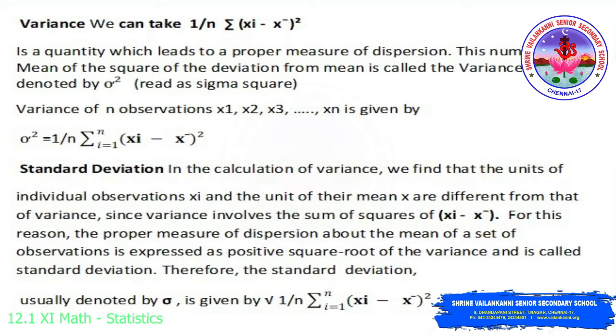Standard deviation is usually denoted by sigma, and variance is denoted by sigma square. So sigma square, which is the variance, equals 1 by n summation i equal to 1 to n, xi minus x bar whole square. Standard deviation is sigma, which is equal to the square root of 1 by n, summation i equal to 1 to n, xi minus x bar whole square.